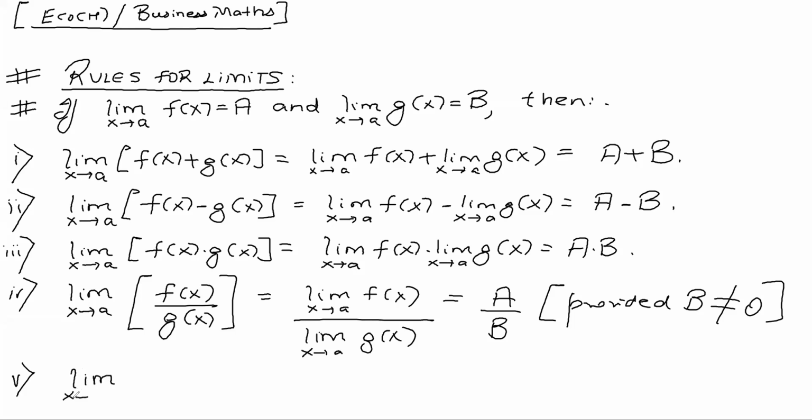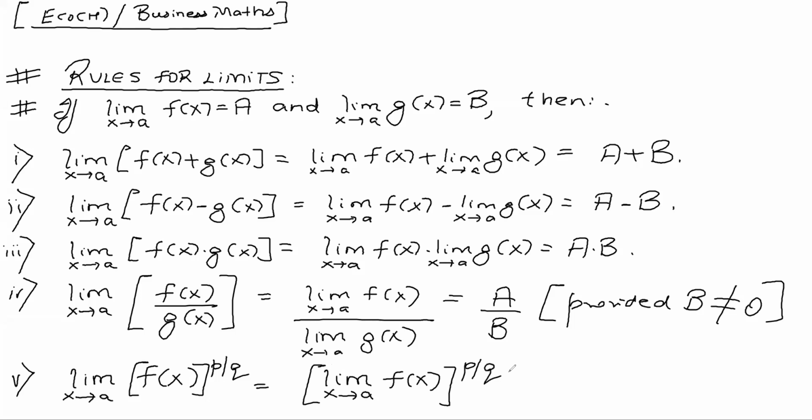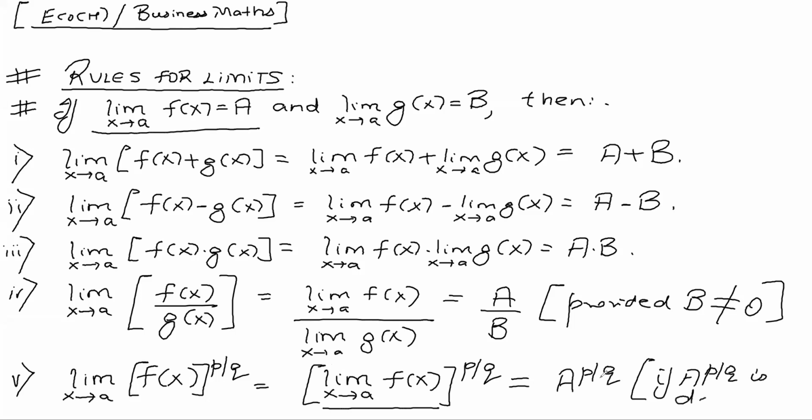The fifth rule, limit as x tends to a, f of x to the power p by q. Now guys, I can freely take the limit inside the bracket and write it whole to the power p by q. So limit as x tends to a, f of x whole to the power p by q. The term inside is nothing but A, so A to the power p by q. If A to the power p by q is defined, defined means again it should not be equal to plus minus infinity, it should be constant.